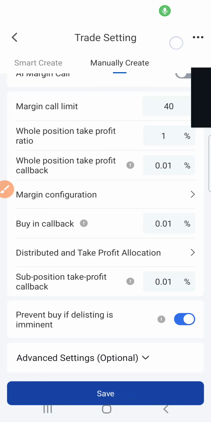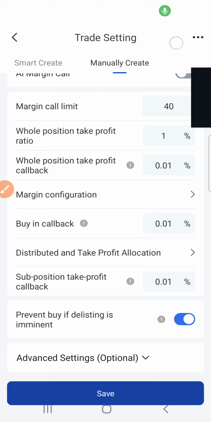Is my screen visible? Are you guys seeing my screen? Not yet. Sure. Now it is okay. Okay, okay.